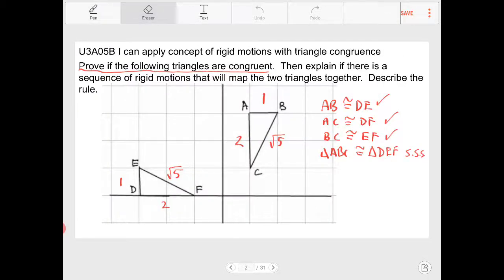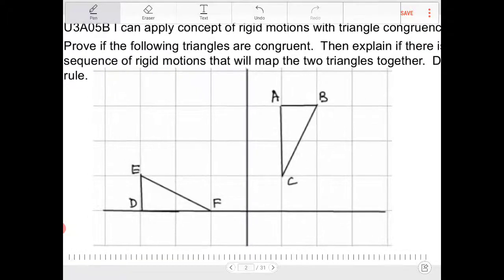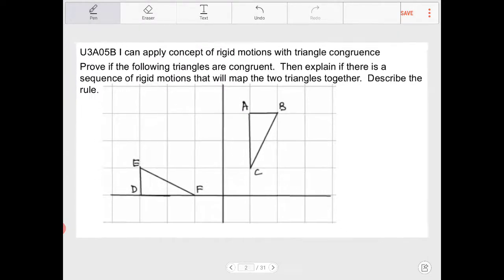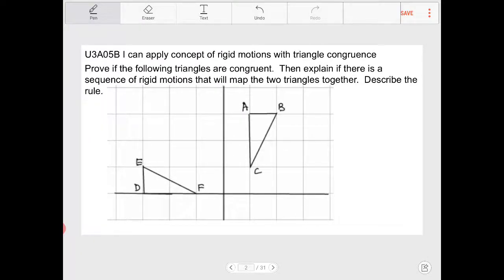So right now, I went a little ahead of myself there. All right, so I have the situation where I have triangle ABC and triangle DEF. I want to prove that triangle ABC is congruent to triangle DEF. And I want to show or explain how a sequence of rigid motions will bring triangle ABC to triangle DEF.